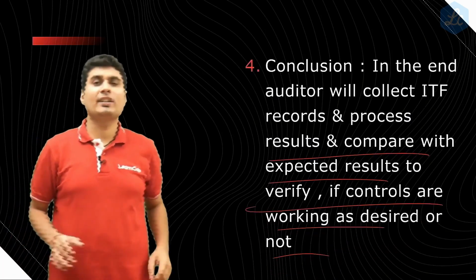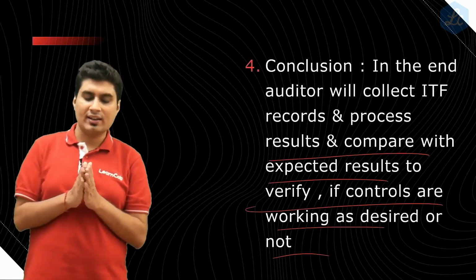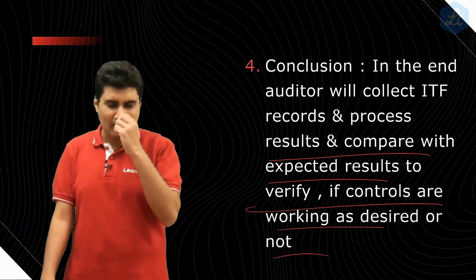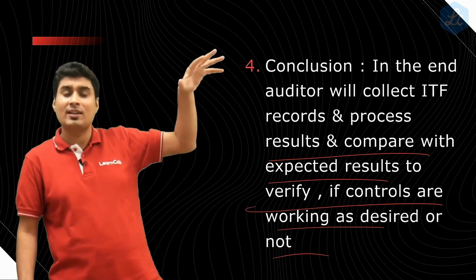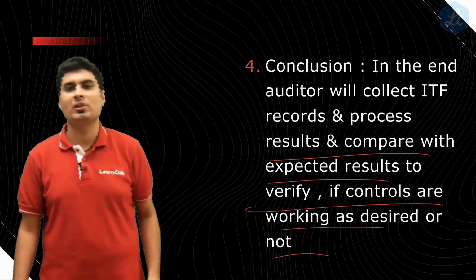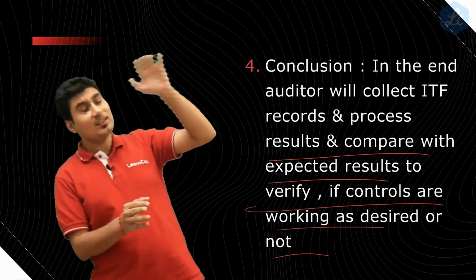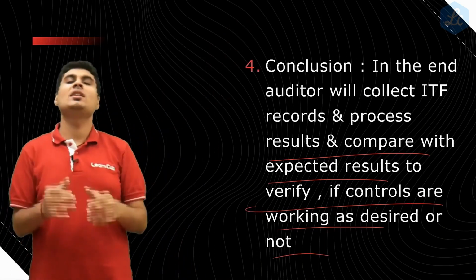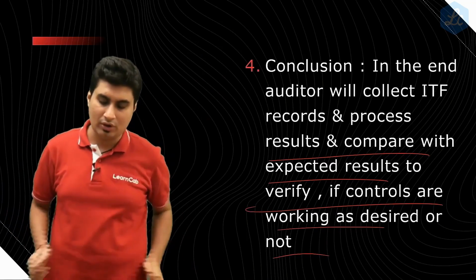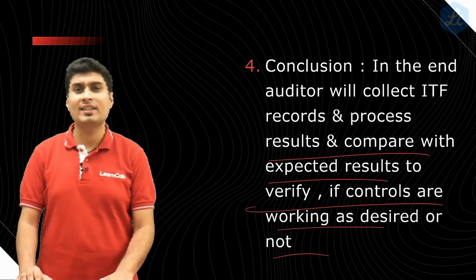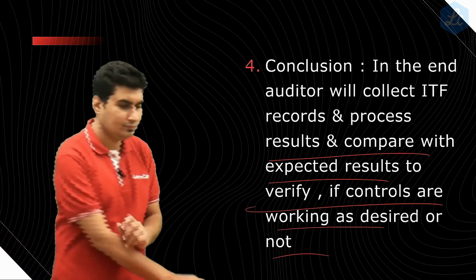Done. In the conclusion we need to write: in the end, the auditor will collect the records and process the result and compare with the expected result to see whether controls are working properly or not. We will collect all the results of the dummy company and compare with the expected result to see if controls are working properly or not. Now let's read from the book once.